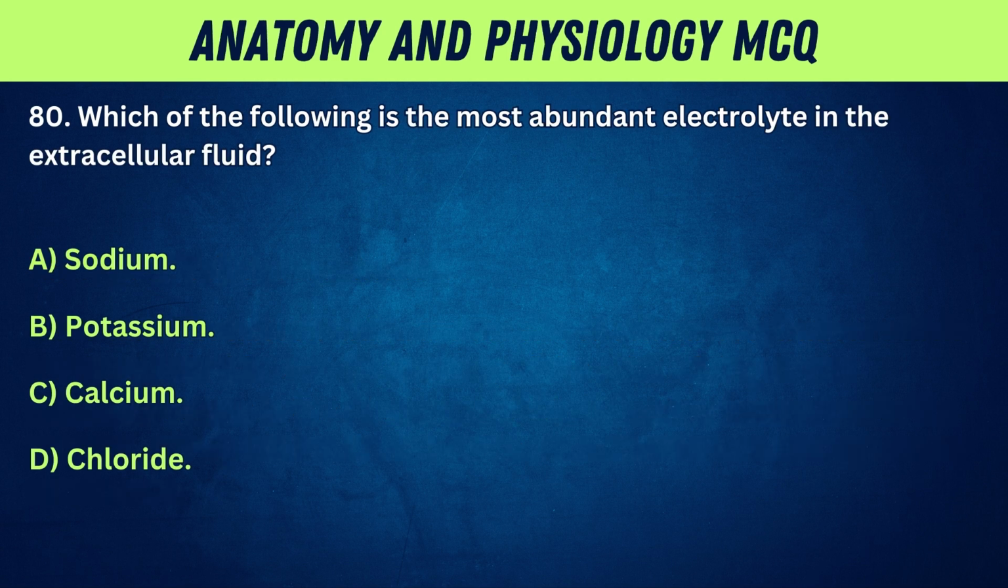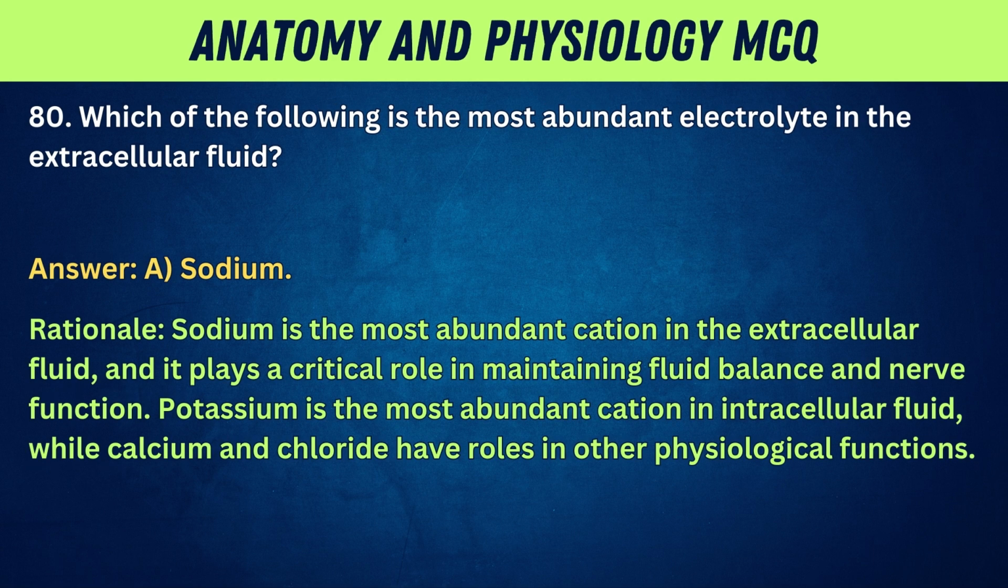80. Which of the following is the most abundant electrolyte in the extracellular fluid? A. Sodium. B. Potassium. C. Calcium. D. Chloride. Answer: A. Sodium. Rationale: sodium is the most abundant cation in the extracellular fluid, and it plays a critical role in maintaining fluid balance and nerve function. Potassium is the most abundant cation in intracellular fluid, while calcium and chloride have roles in other physiological functions.